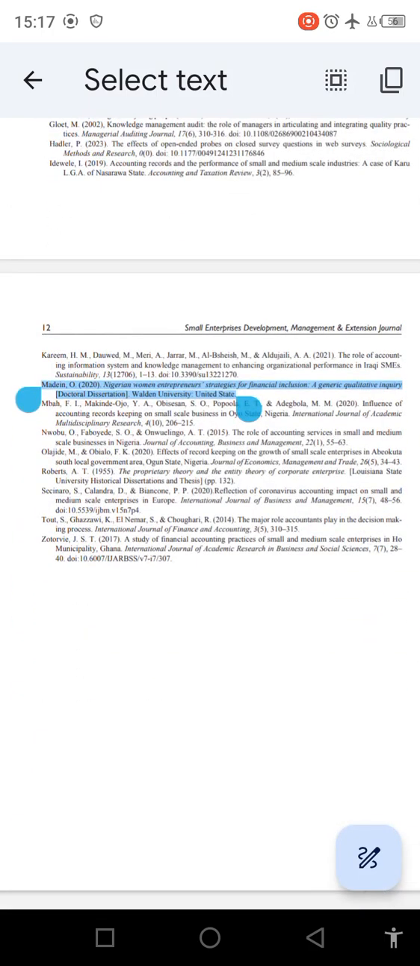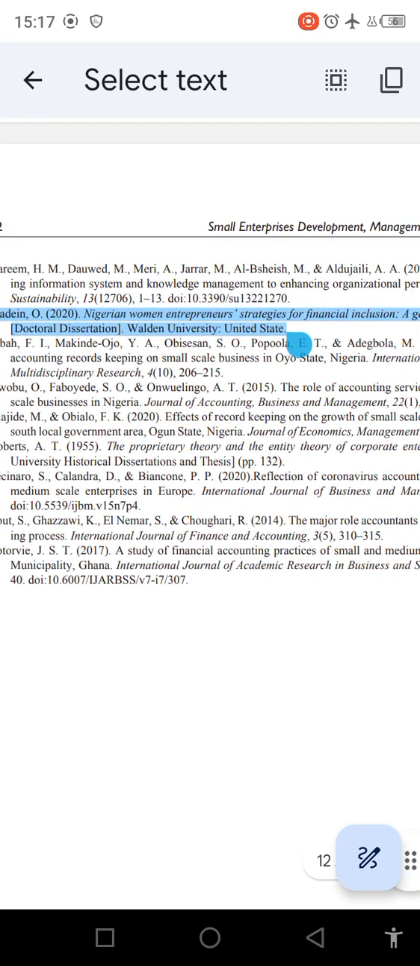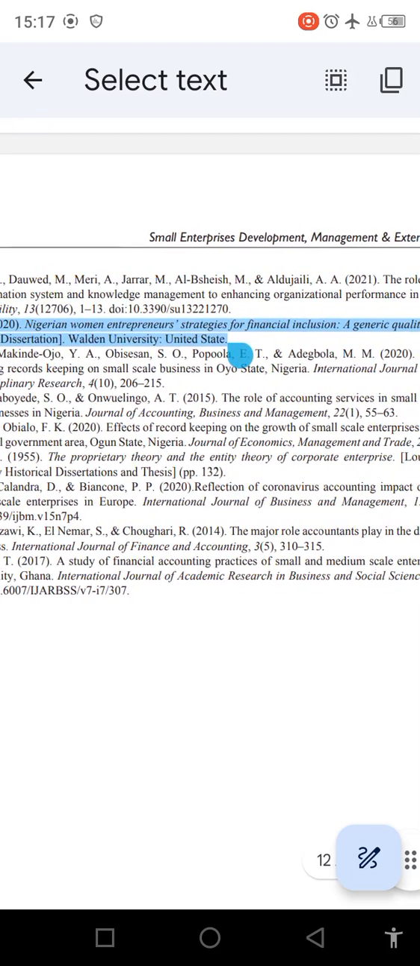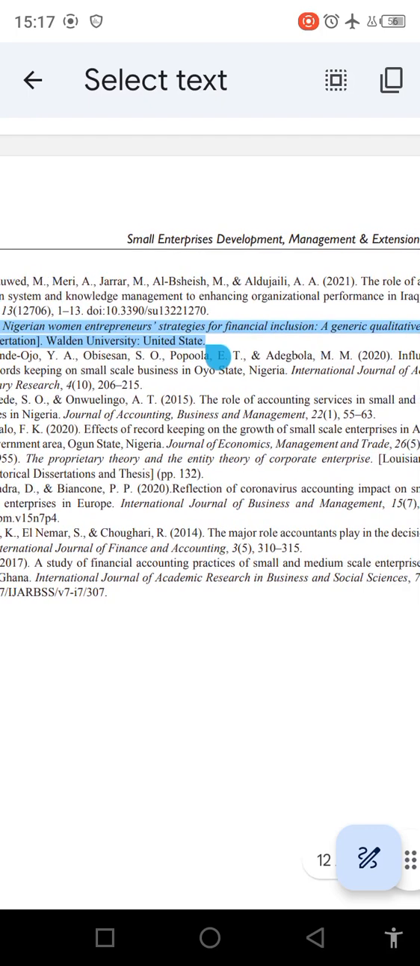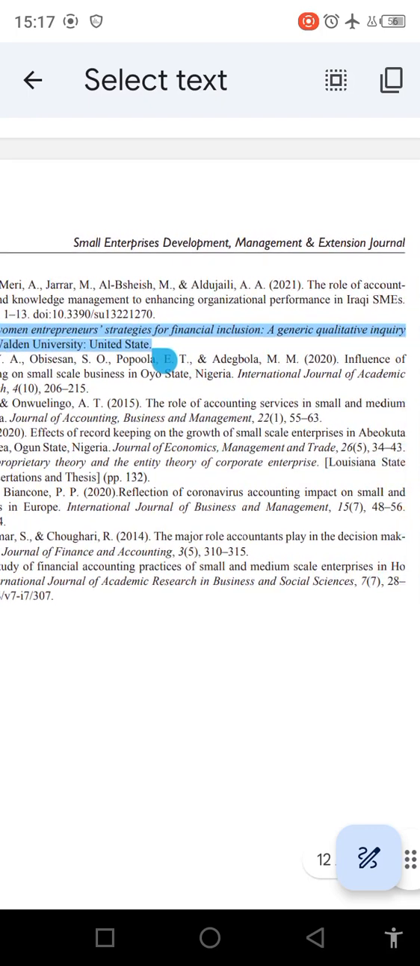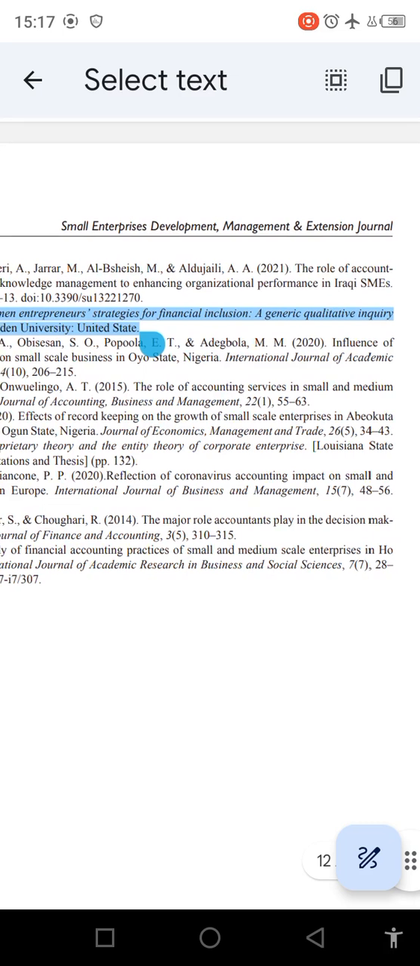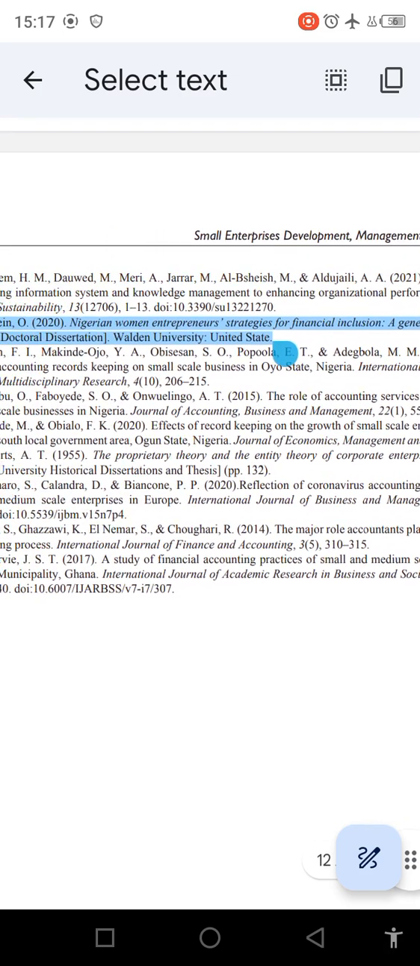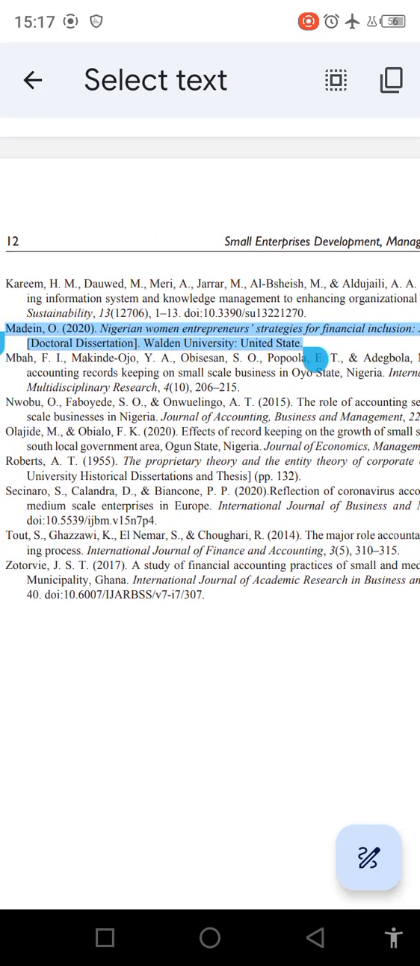We have Maiden. Maiden is the surname as usual, then the initials, full stop as usual, then the year 2020. Now, this is the title of this dissertation: Nigerian Women Entrepreneurs Strategies for Financial Inclusion, a generic qualitative inquiry. Then we have a doctoral dissertation, Wilder University, United States. So this particular dissertation was published by Wilder University, and Wilder University is located in the United States.